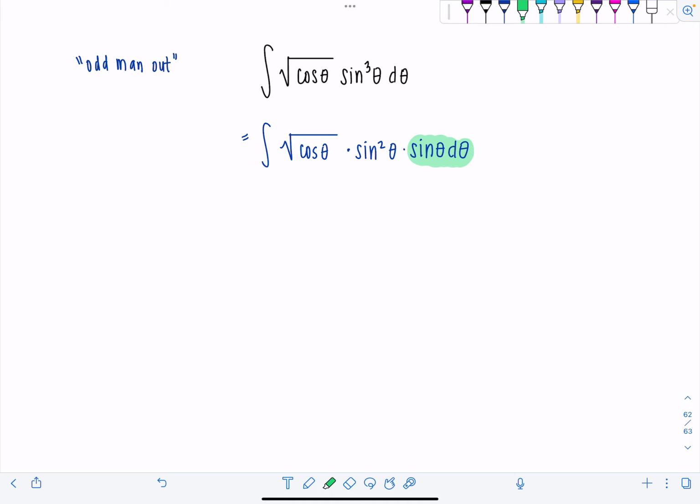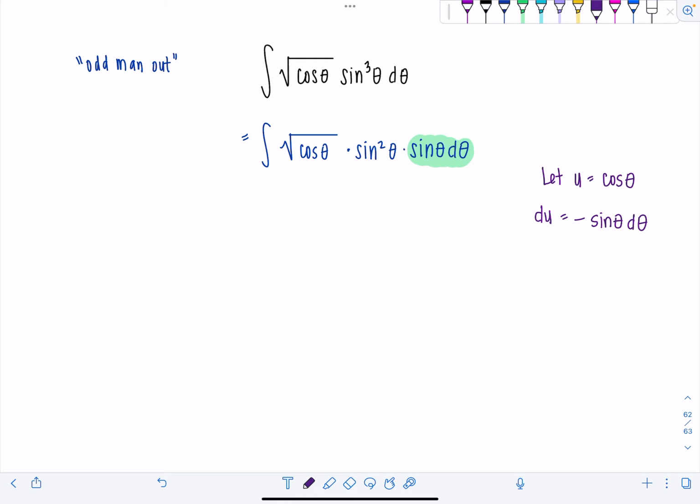So just think backwards. If du is going to involve sine theta d theta, who does u need to be? Well, we're going to need to let u be cosine theta. And then yes, du is negative sine theta d theta, but that's fine. We can always deal with a minus sign or a constant, okay?